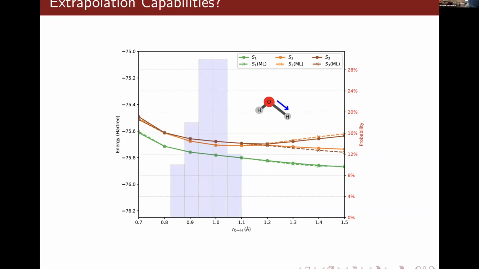And as you can see, the machine learning model... This histogram is basically where your training point regime is. As you can see, our machine learning model is not only working very well in this training point regime, it also has good extrapolation capabilities even outside the training point regime, even near the crossing. So it's learning the crossing also. That's very impressive.